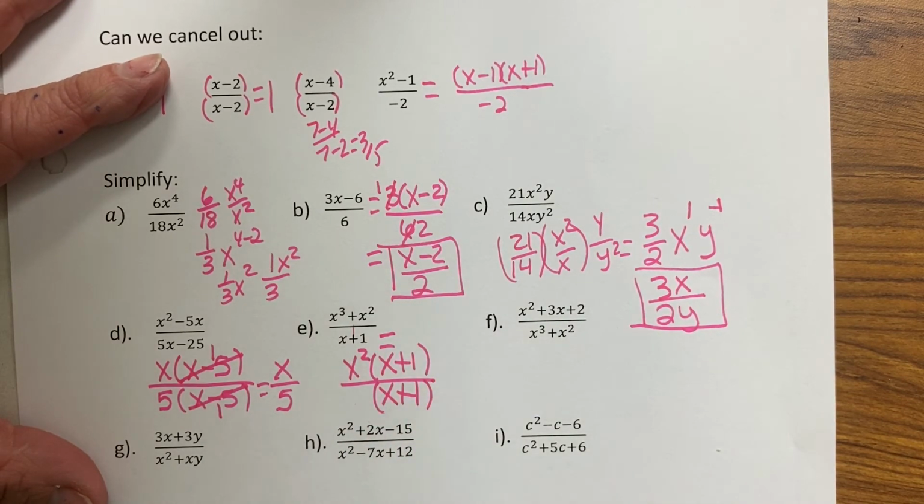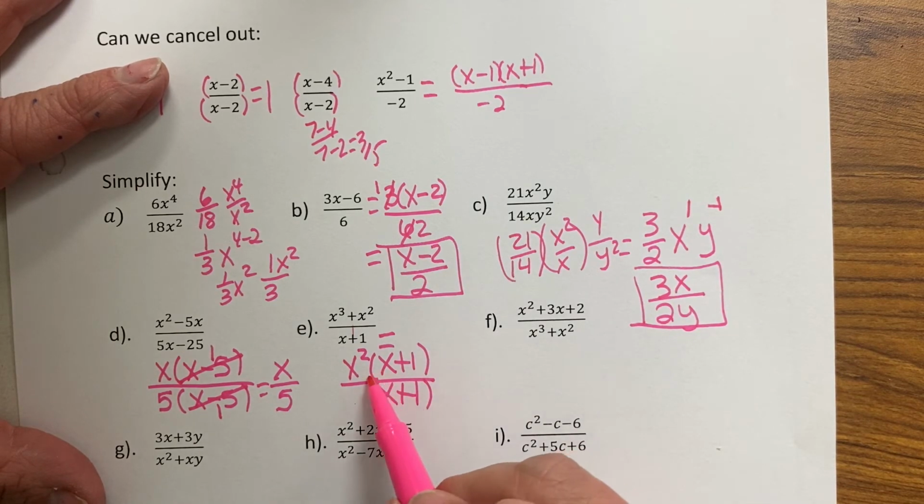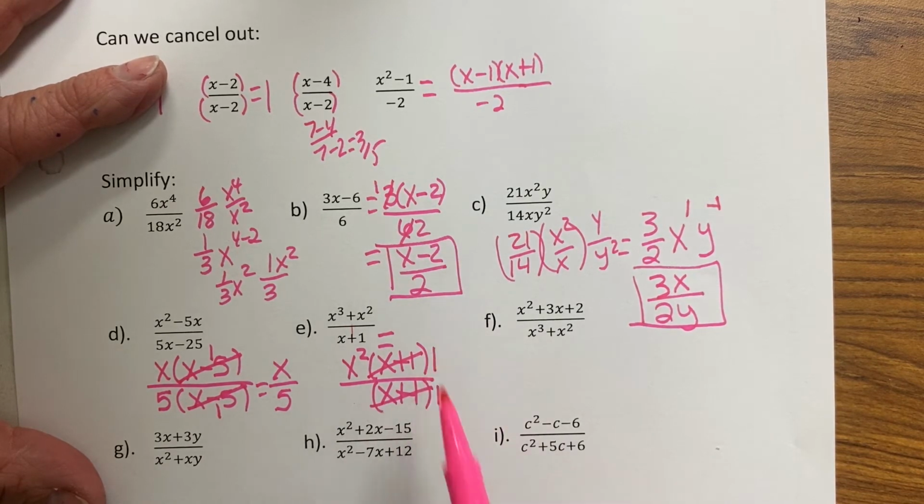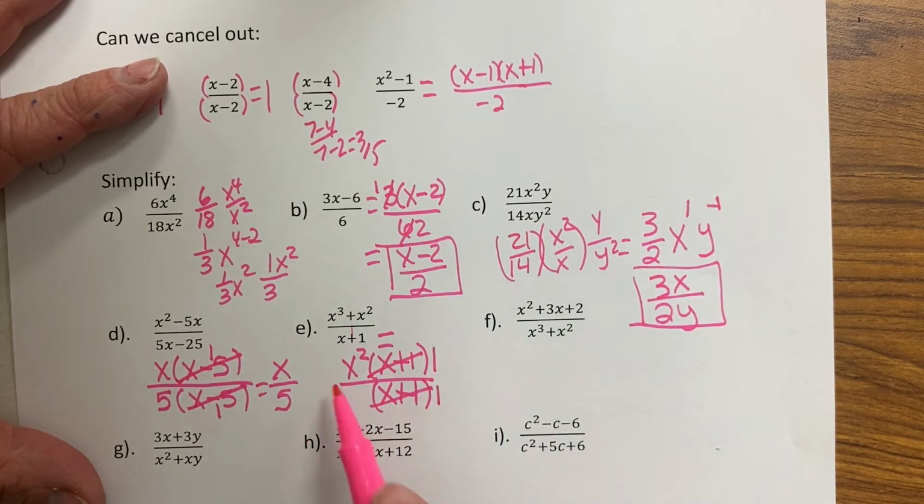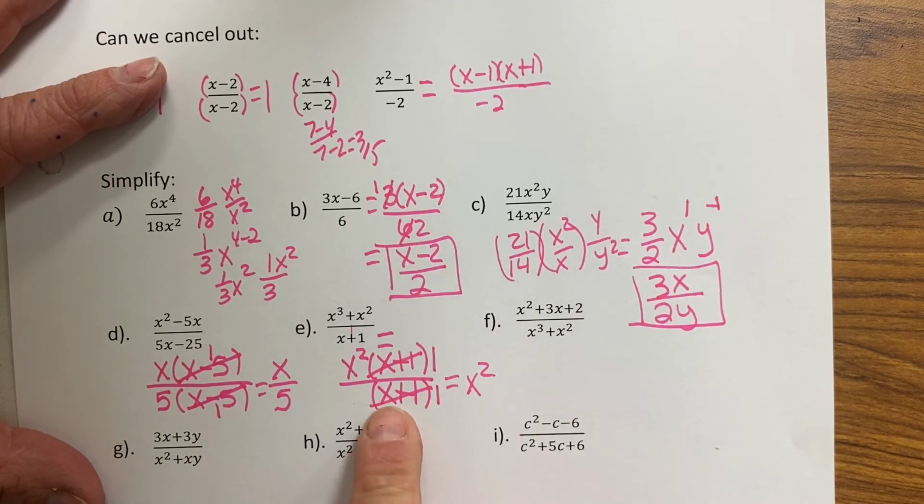I like to put parentheses around my expression so I can remember that this is one single number. I have an x plus 1 on the top, and I have an x plus 1 on the bottom. And so when I cancel out, I'm left with 1. Well, x squared times 1 is going to give me x squared. And there's nothing on the bottom except for a 1, which I don't need to write.